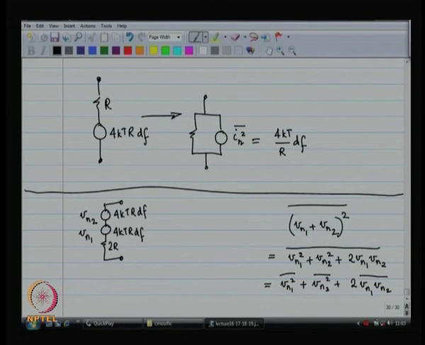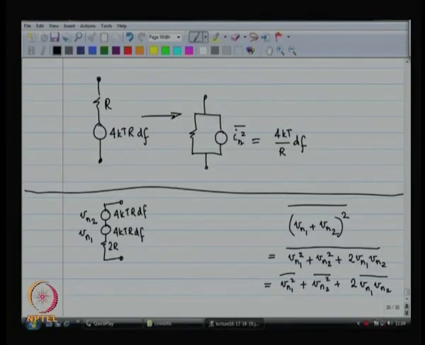Right. Now, noise voltage Vn1 squared is 4kTR df, and Vn2 squared is also 4kTR df, but the mean of Vn1 Vn2 is going to be equal to 0, because these are two random processes which are uncorrelated with each other. So, when you do the mean of the product, it is really going to be equal to 0. So, this third term will not be present, and what you get is that the total noise is going to be Vn1 squared plus Vn2 squared, which is exactly the result that you want.